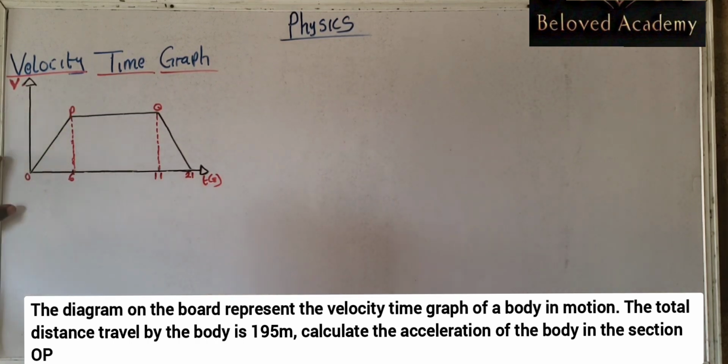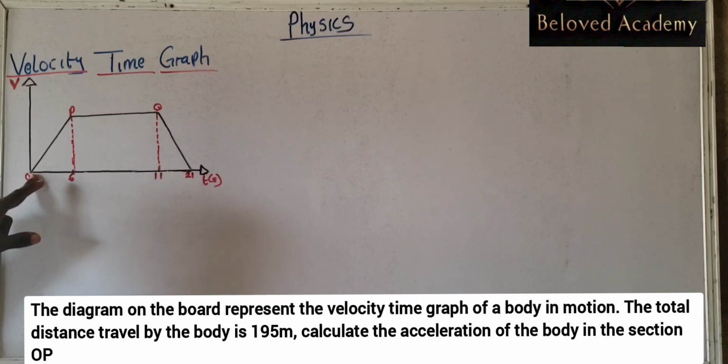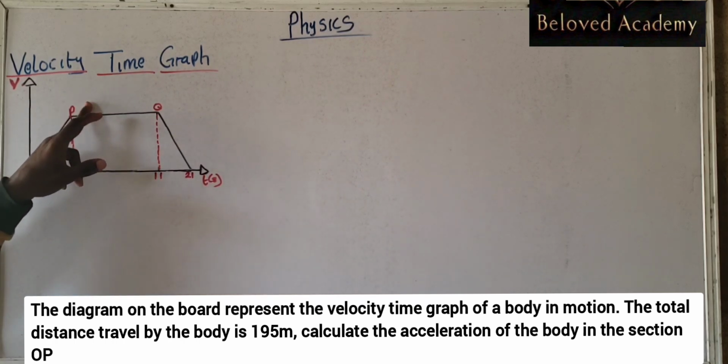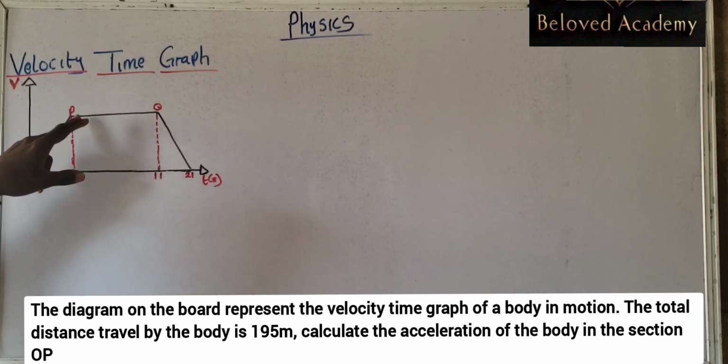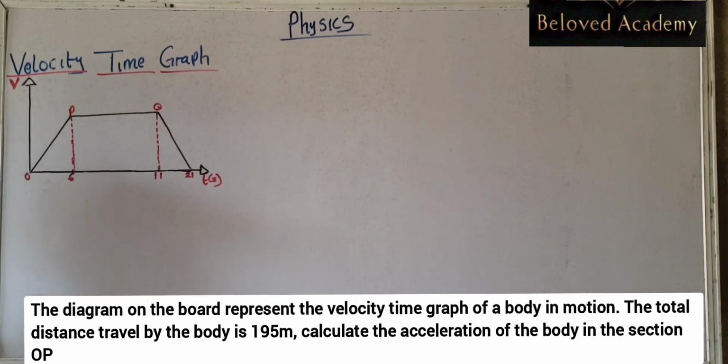You understand? Now look at the question. Please kindly pay attention. If you look at this velocity time graph, we will discover that the first motion of the object is acceleration. Why? Because the body accelerates from this point to this point. Then it maintains a constant velocity from this point to this point, then decelerates. You understand? Okay. Now, please kindly pay attention.